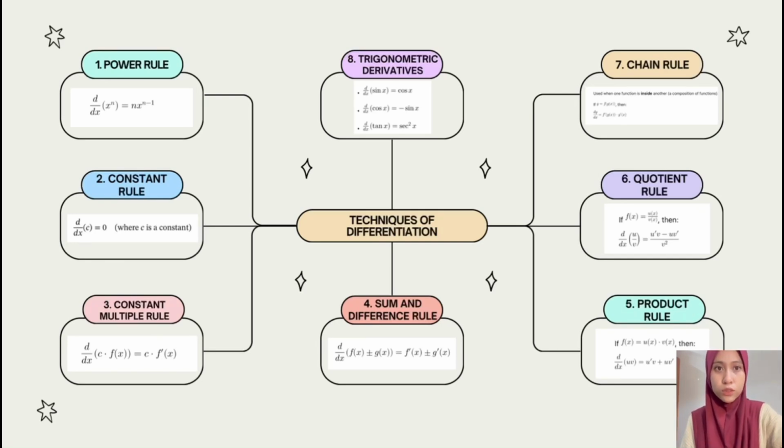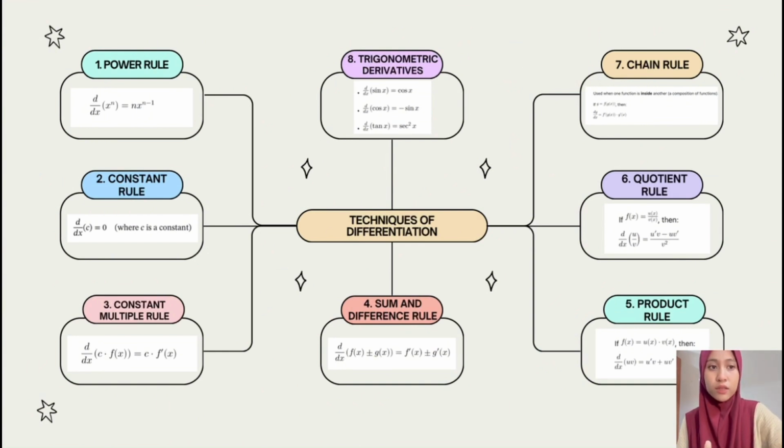Number 1 is power rule. What is power rule? Power rule is d over dx, in bracket x power n, equals n x power of n, and for the power of x, we have to minus 1. Second is constant rule. Constant rule is d over dx in bracket c equals 0, where c is a constant. Third one is constant multiple rule. d over dx in bracket c multiply f of x equals c multiply f prime x.